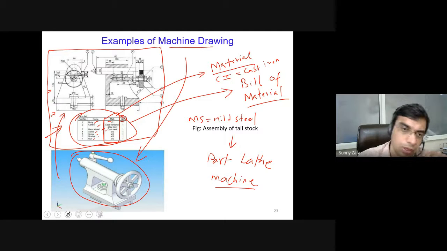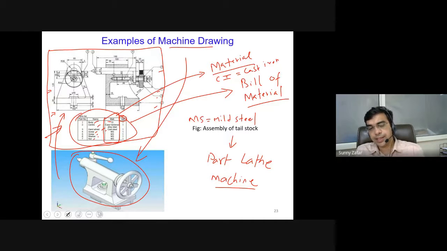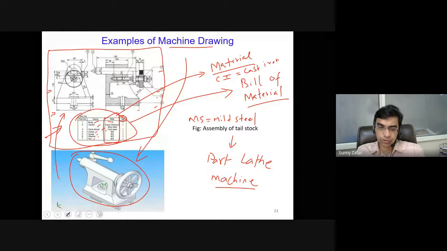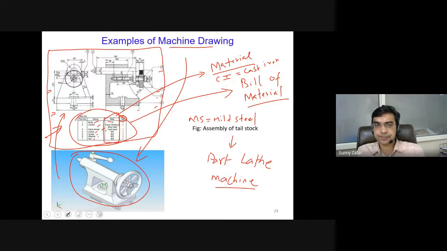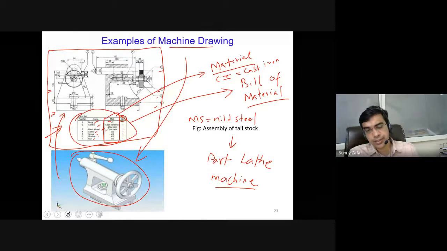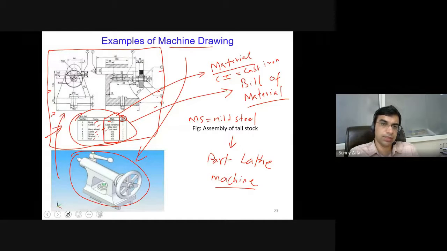And then what is shown is how different components or subcomponents are assembled together to make the complete part work. This is a typical example, and this is the last objective of this course: you should be able to draw such drawings, you should be able to read such drawings, and you should understand the meaning of each and every line or feature that is drawn on this machine component.